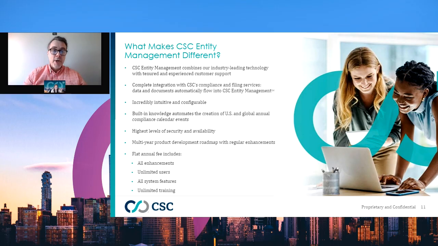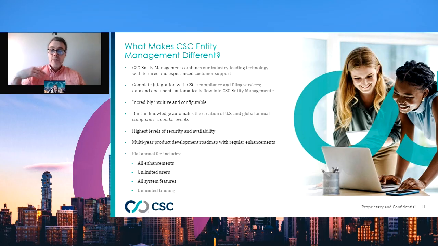So one of the questions that we get on occasion is, well, how is CSE Entity Management different than maybe some of the other entity software programs that are on the market? I think the first two bullets are maybe the most critical of all, which is that our platform is not just a standalone piece of technology. And there are certainly platforms on the market that really function in that fashion, where the onus is really on you to get every single piece of information into the system. You've got to update all the data, all the documents. You have to even create your own sort of compliance events. We are really the opposite of that. And so our entity management solution is completely integrated with the services that we offer as a registered agent, and also as a global provider of corporate secretarial services.